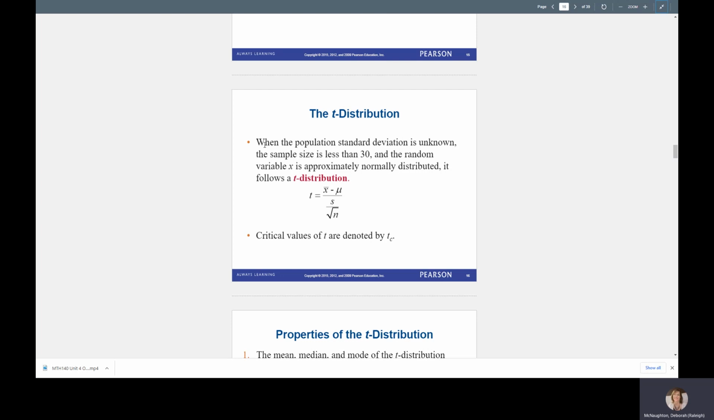Okay, so when the population standard deviation is unknown, the sample size is less than 30, and the random variable is approximately normal, it follows a T distribution. And just like Z equals X bar minus mu over sigma over the square root of n, T equals X bar minus mu over s over the square root of n. As I said, it looks a lot like the standard normal distribution. We're just going to use a T distribution instead. And the critical values of T are denoted by tc.